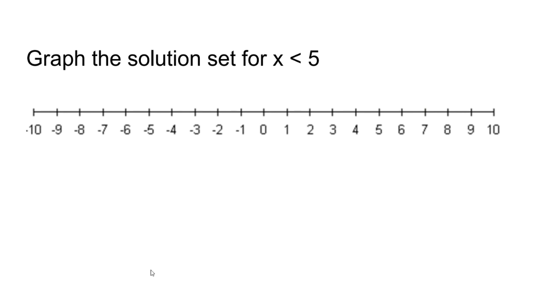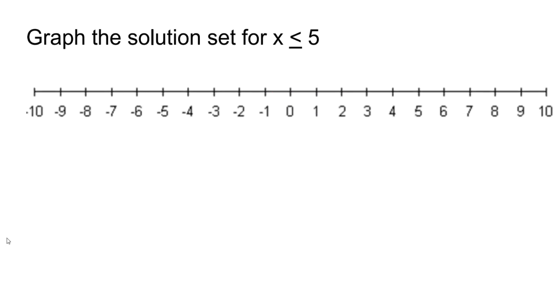Now we'll graph the solution set for x is less than 5. Because we don't see a line underneath our inequality symbol, we're going to use a parenthesis. And because our inequality symbol is less than, or it looks like it's pointing to the left, we know we're going to go to the left. So we're going to use a parenthesis. It's going to curve this direction because we know that we are going to be drawing our arrow to the left. And that's how we graph the solution set to x is less than 5.